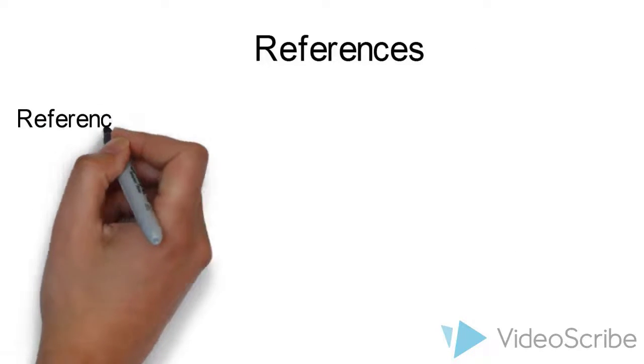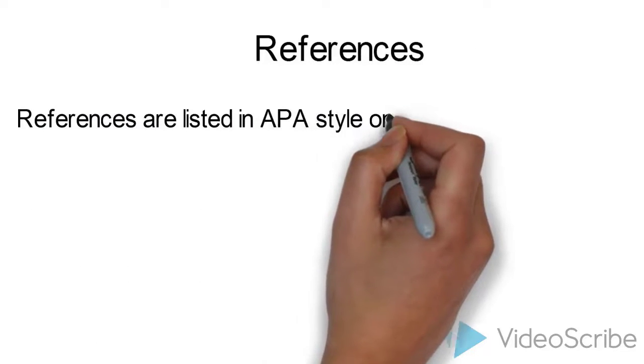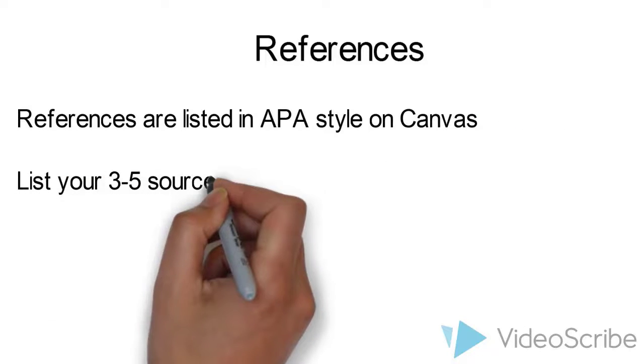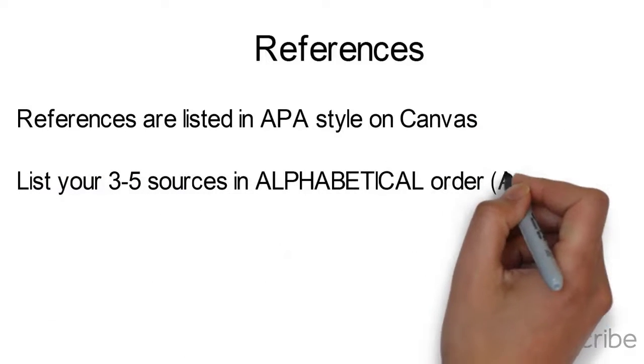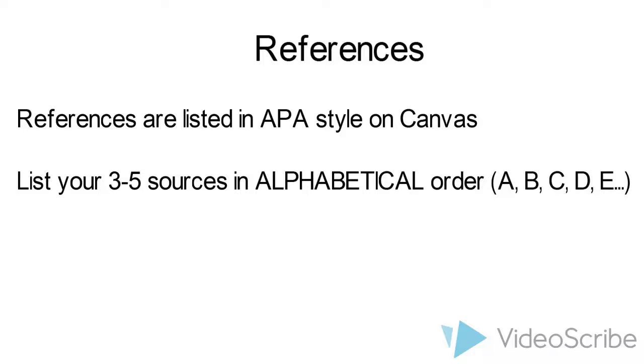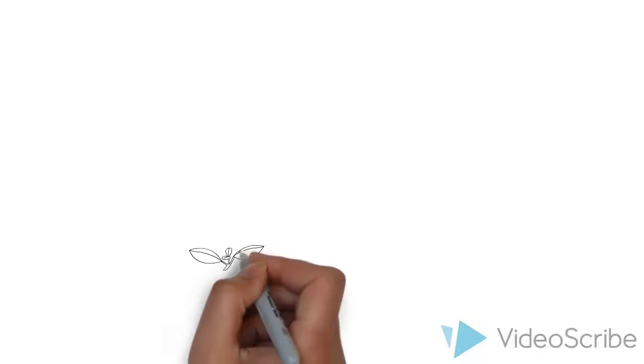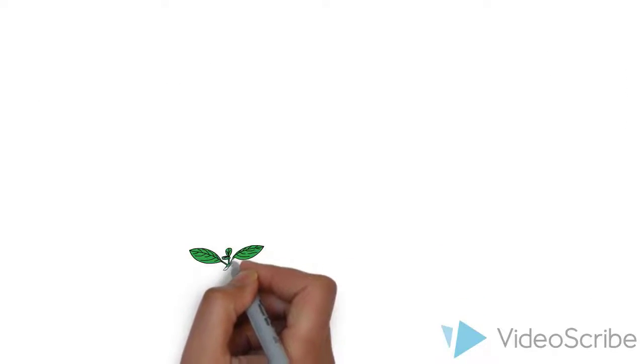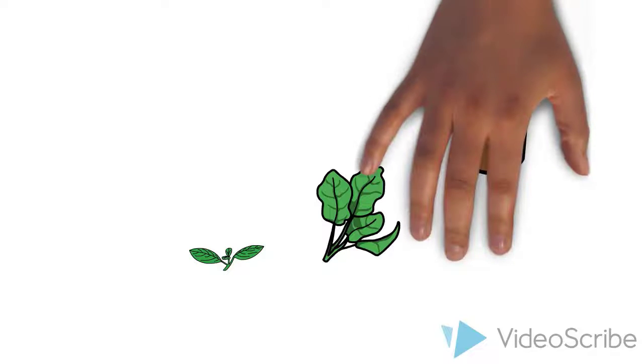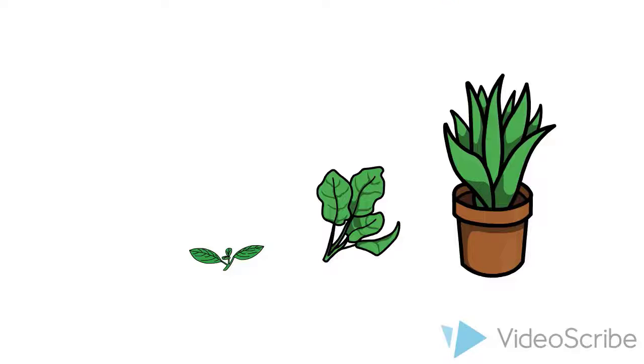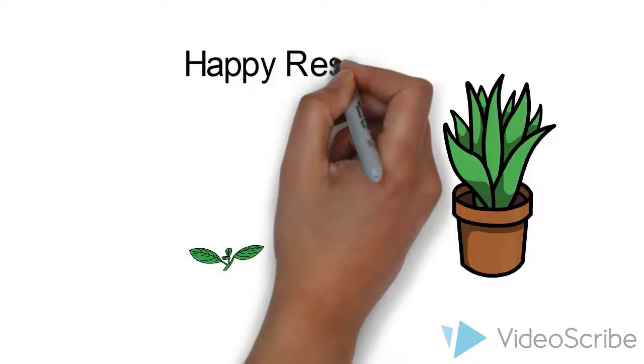Our last part will be our references. Remember that the references are in APA style on Canvas, so you want to pick out the sources that you use and keep them in alphabetical order, so A, B, C, D, E, F, G. And then we're going to plant our plants, see how they do in each one of our starting media, and happy researching.